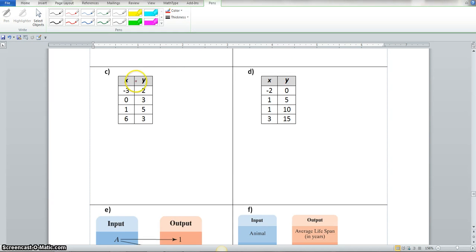So we go here to C. We look at our x values. None of them repeat, so it's a function. Here we look at our x values. We have repeaters with the 1s. So these 1s repeat, so that means that it's not a function.